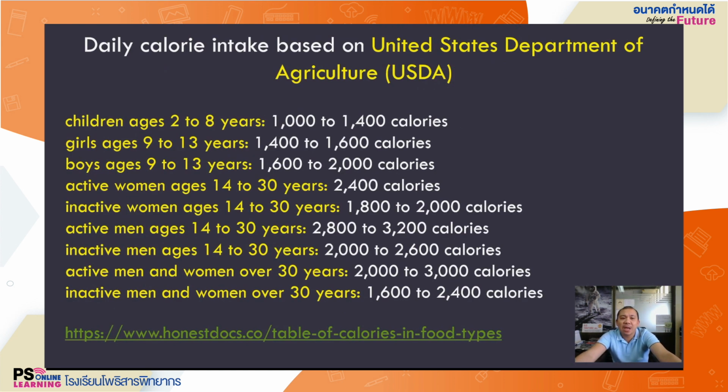Now we have here the daily calorie intake based on the United States Department of Agriculture. These are the ages, from age 2 to age 30 and above. So how many calories per day is a balanced diet? For children ages 2 to 8, you have this one here. But for you, I think you are right here.